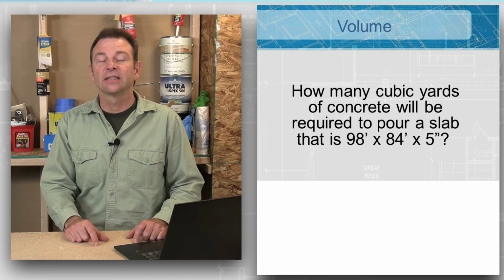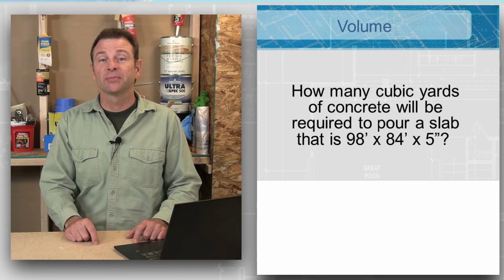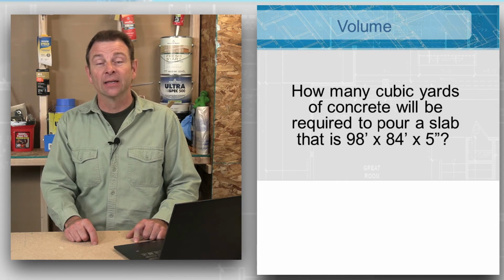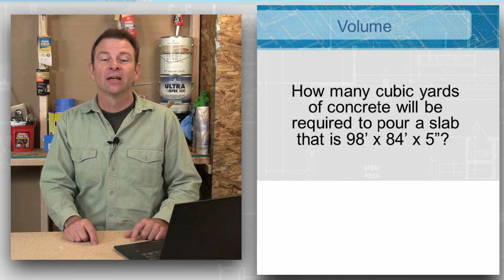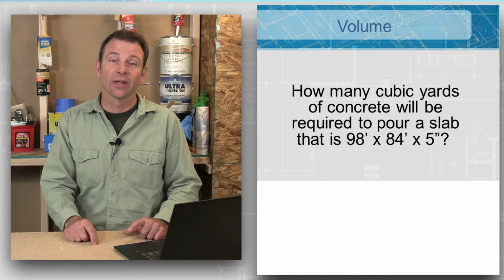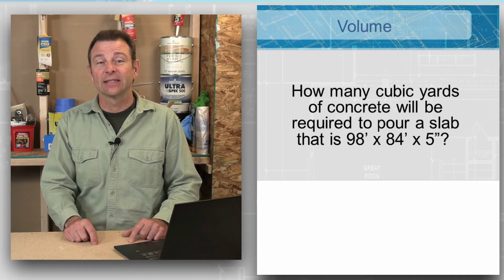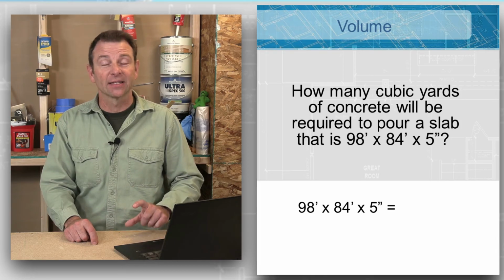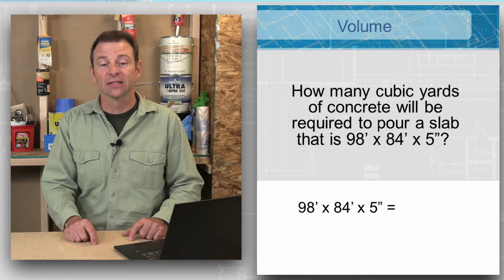Let's do another calculation for volume. I'll read the word problem to you, then I'll set it up, and then we'll solve it. How many cubic yards of concrete will be required to pour a slab that is 98 feet by 84 feet by 5 inches thick? So keep in mind our equation for volume is going to be length times width times height, and our length is identified as 98 feet. Our width is going to be identified as 84 feet, and our height or thickness of the slab is going to be 5 inches. So we will multiply all of those numbers together.